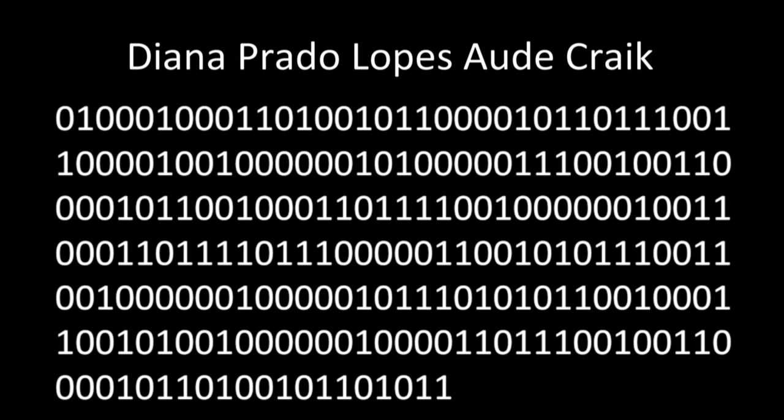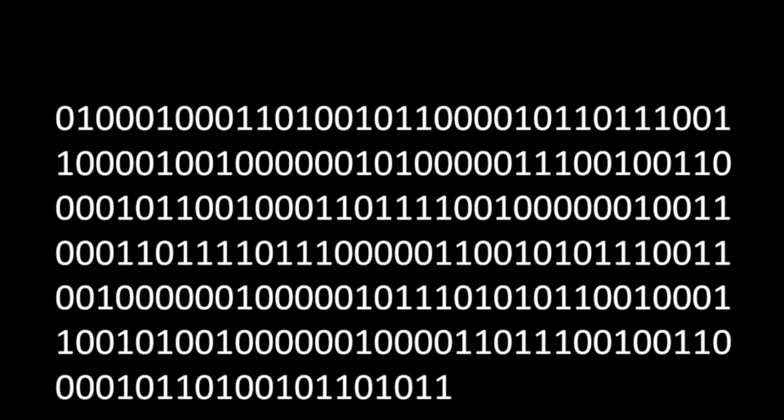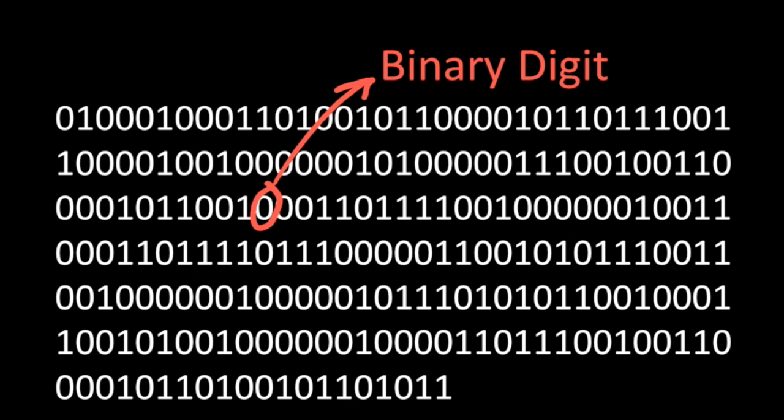At the start of the talk, you might have noticed that my name is quite long. People often tell me this. But in binary, it's even longer. It's that long. And one of these zeros and ones is actually what we call a binary digit, which, if I abbreviate, might remind you of something you have heard of a lot, a bit. And this is one unit of information for a normal computer.